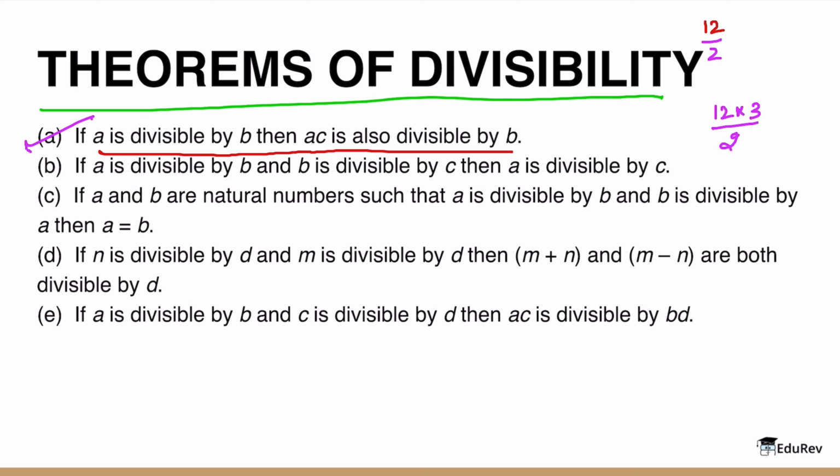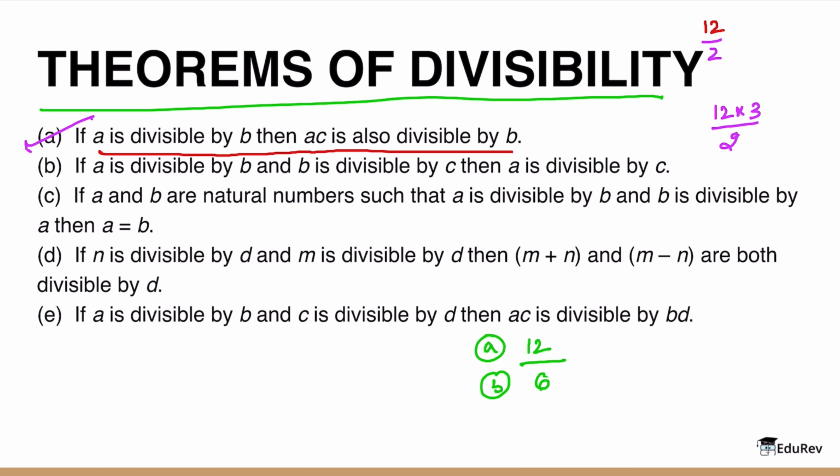And B, it says if A is divisible by B and B is actually divisible by C, then A is divisible by C. What does it mean? Suppose A is divisible by B. Okay, so let A be 12 and B be 6. So this is my A and this is my B. Okay, and I would say that what should be C here?